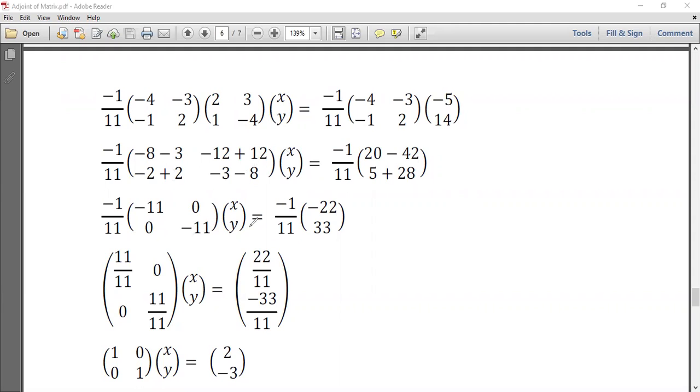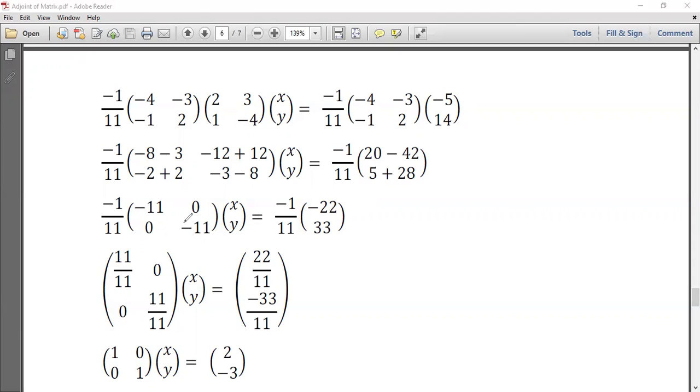You get the point? And then this part here, if you multiply this out, this is minus 4 times minus 5, that is 20. Minus 3 times 14, that is minus 42. Then minus 5 times minus 5, and minus 1 times minus 5, that is 5. And 2 times 14, that is 28. So we solve this part to simplify that. That is 20 minus 42, that gives us minus 22. And 5 plus 28, that is 33. So you have this part now.